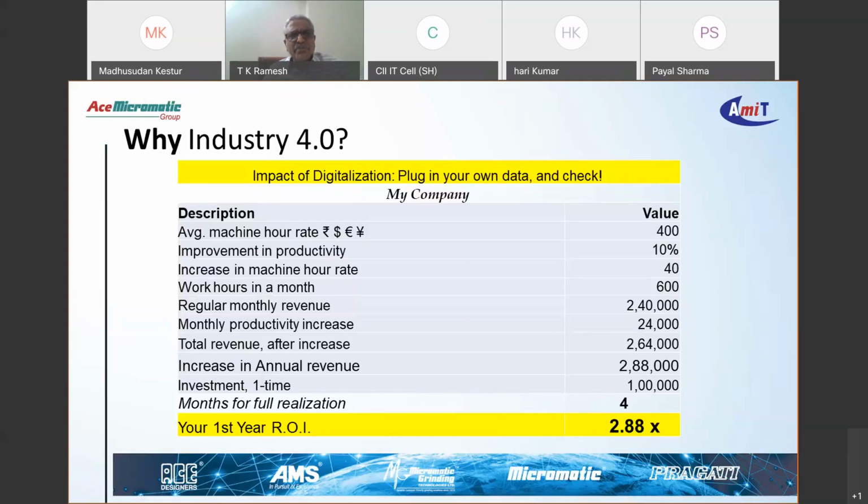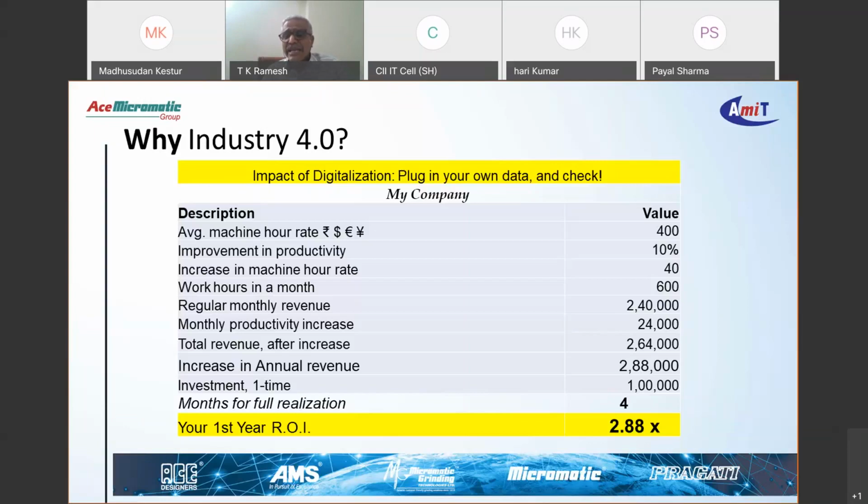And assume that by going in for Industry 4.0 solutions, we get a 10% efficiency. We have seen cases, which of course my colleague Mr. Madhu will be taking you through, where we have seen far higher improvements, but even at a base rate of about 10%, we perhaps are looking at an increase in machine hour rate of 40 units, which again means at 600 hours per month, we are looking at a revenue of 2,40,000, or an increase in revenue of 24,000, which is 10% of 2,40,000.